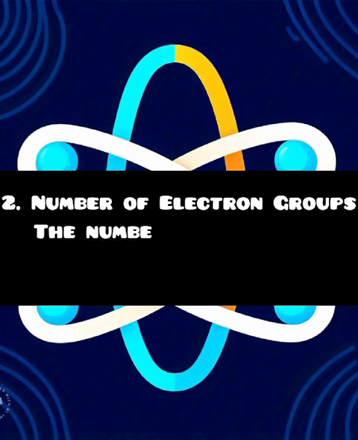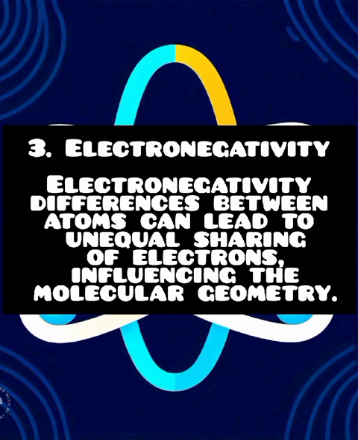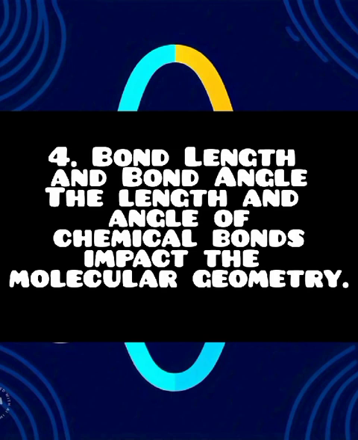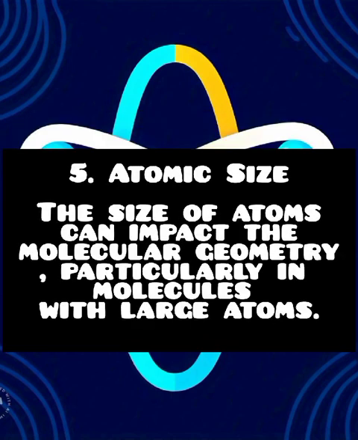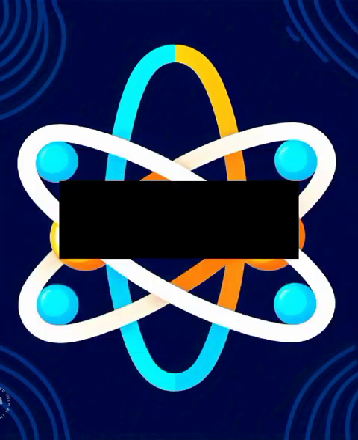Now, the third factor is electronegativity. Electronegativity differences between atoms can lead to unequal sharing of electrons, which influences the molecular geometry. The fourth factor is bond length and bond angle. The length and angle of chemical bonds impact the molecular geometry. Last but not least, the atomic size. The size of atoms can impact the molecular geometry, particularly in molecules with large atoms.